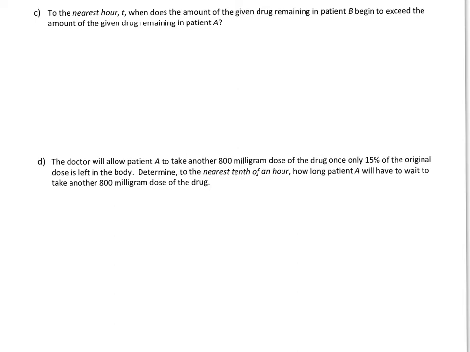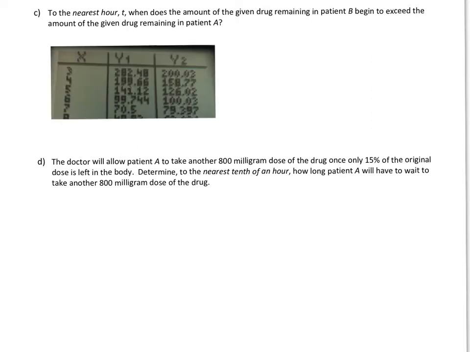All right, so letter C, to the nearest hour, so we're rounding to the nearest whole number. When does the amount of the given drug remaining in patient B begin to exceed the amount of the given drug remaining in patient A? You can either look at your graph from the previous page, or even more specifically, I'm going to take a look at the table of values on my calculator. So if you go back to your calculator and go to second graph, we actually talked about this just a few minutes ago.